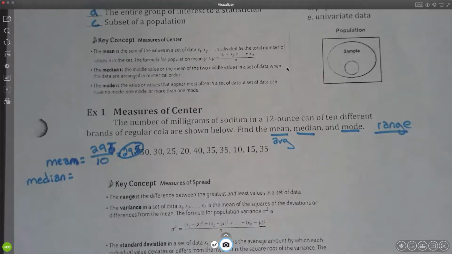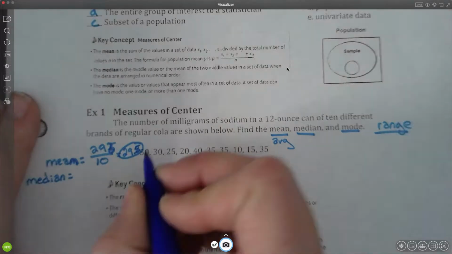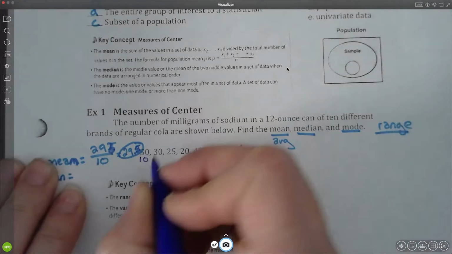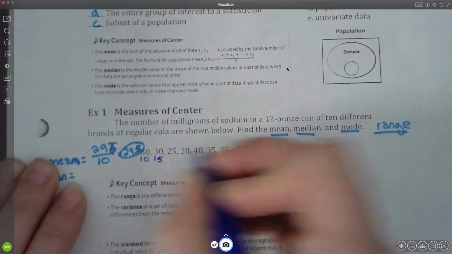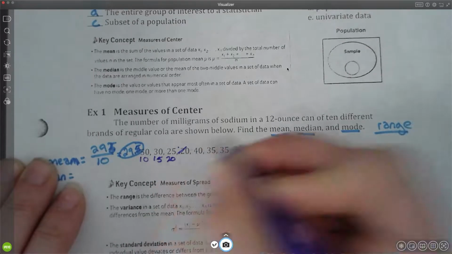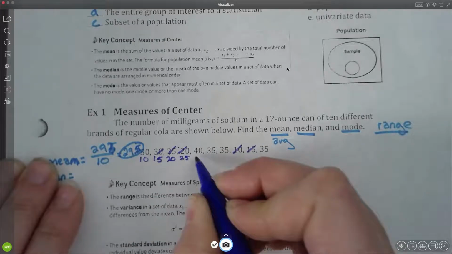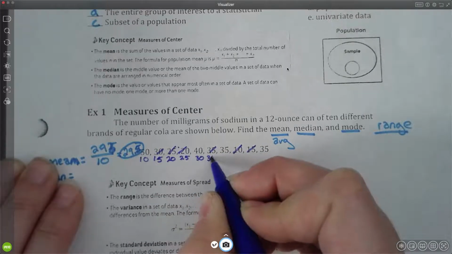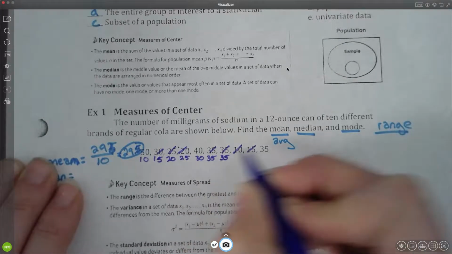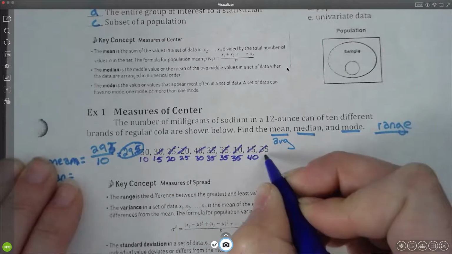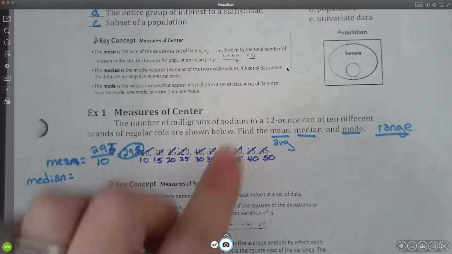My first number is 10. I write that directly below 50 and I cross off the 10. The next number is 15. Then 20 goes directly below 25. Then 25. Then 30. Then 35. Then 35. Then 35. Then 40. And then 50. Because I wrote them directly below, I know that I got each one of them, okay?